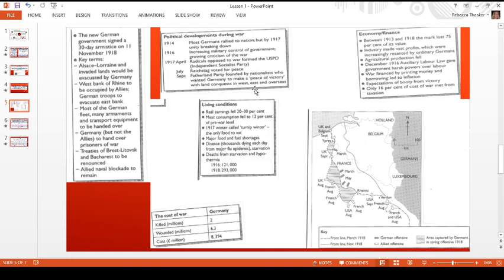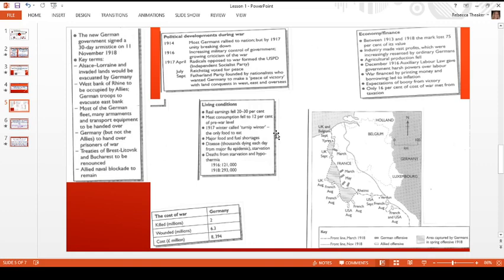Next one, living conditions. Real earnings fell between 20 and 30%. Meat consumption fell to 12% of pre-war level. 1917, and I'm hoping this will ring a bell because you maybe have done some bits like this in some of your homework booklets recently. The 1917 winter was called the turnip winter. It was a particularly hard winter in terms of agriculture, and really most people just survived on turnips. It was literally the only food that a lot of people could gain access to.